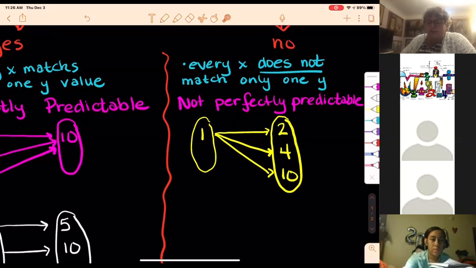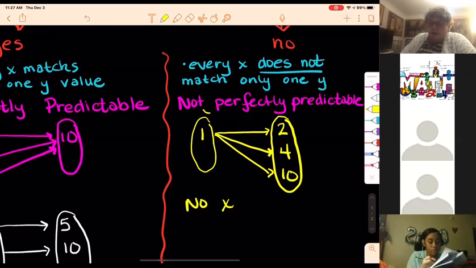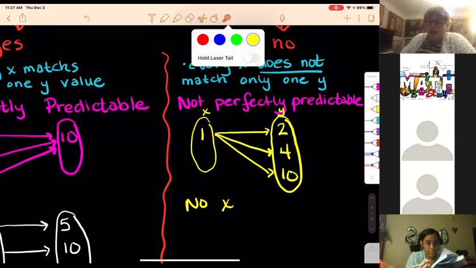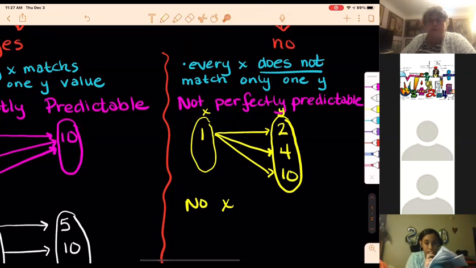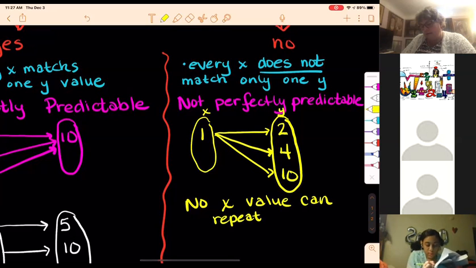So let me just point this out. This X value is the one that gets repeated. That's the big no-no. So when they're talking about not a function, no X values. Now remember, in our mapping, the first oval that I have here is supposed to be X, and the second one is Y. So no X values can repeat, or it's not a function.